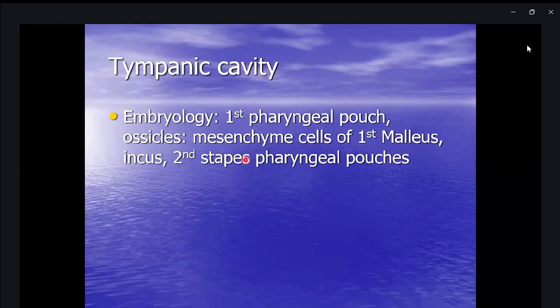Because of that, we also have a muscle that attaches to the stapes. It's called stapedius muscle. So stapedius muscle is supplied by the facial nerve, which is a nerve to the second pharyngeal arch.